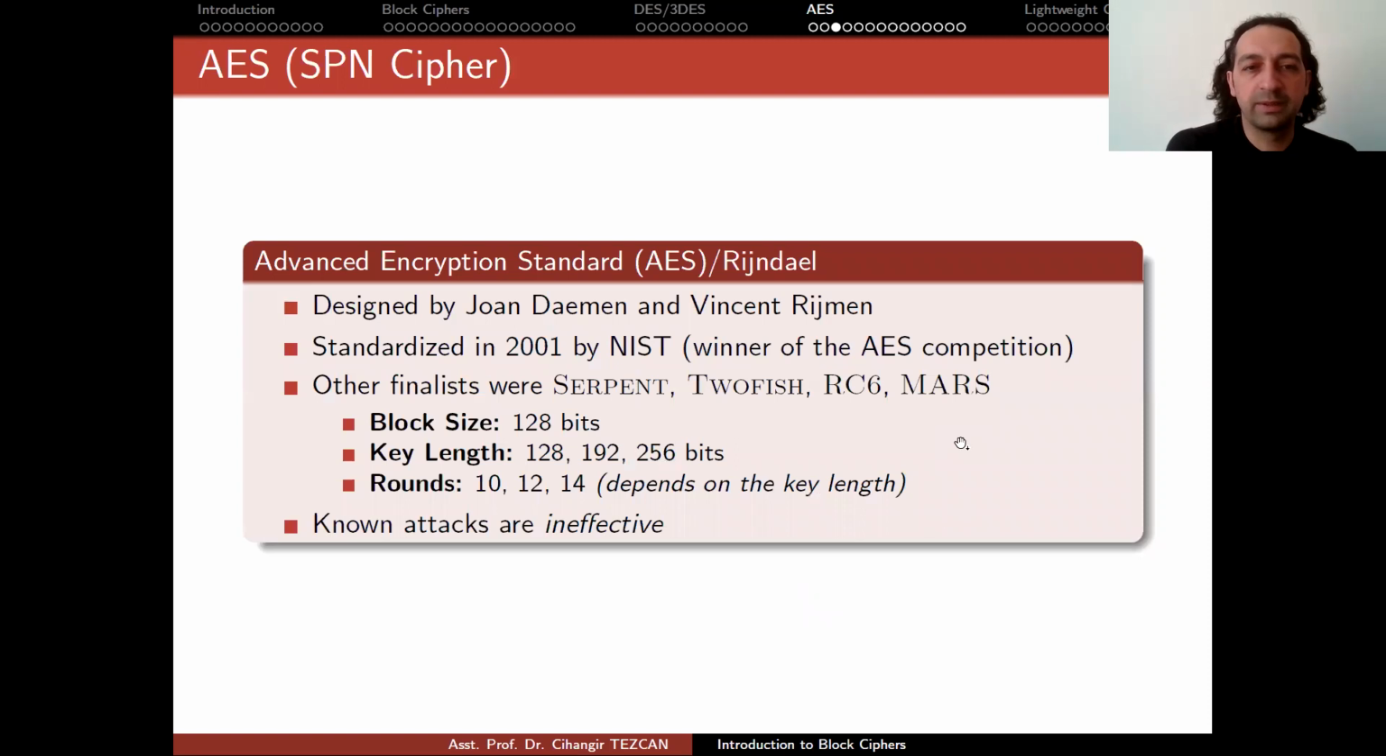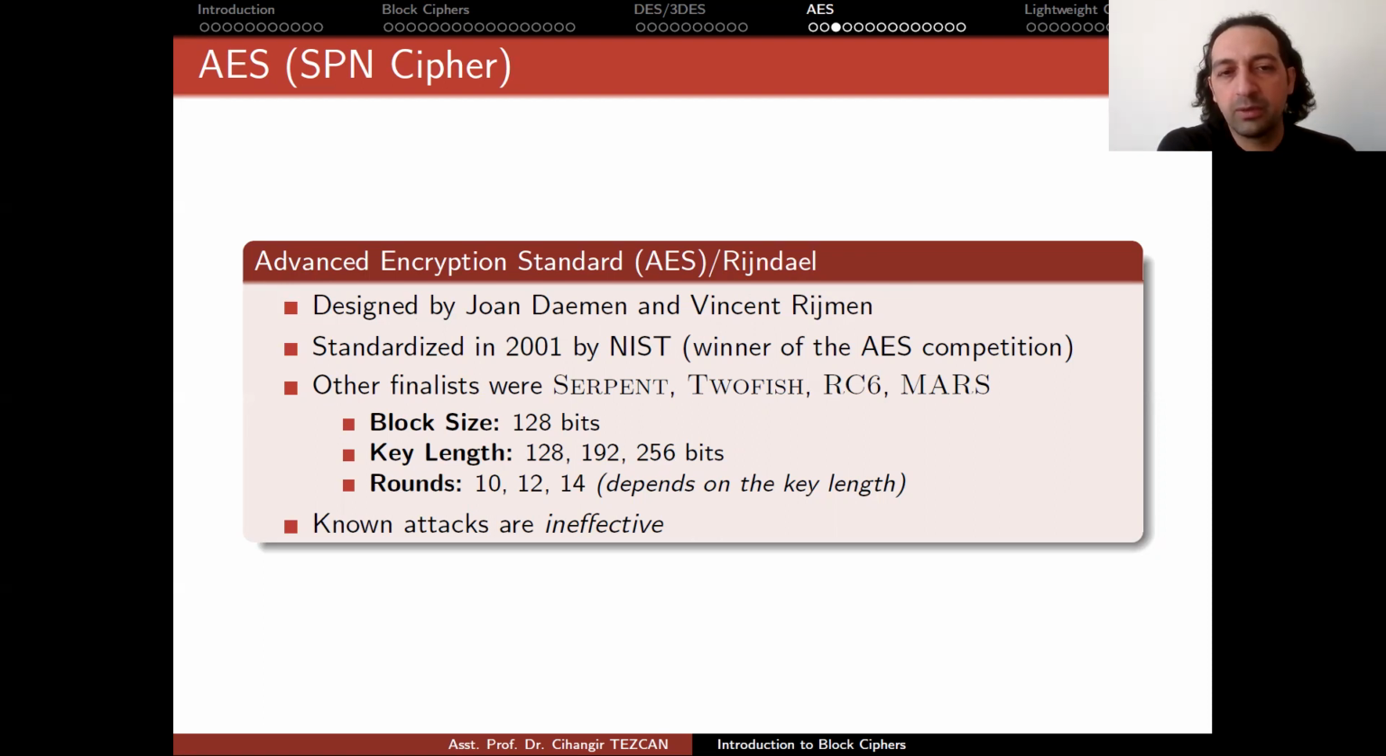So let's see how AES works in this case. Advanced Encryption Standard, shortened as AES, was the winner of the Advanced Encryption competition, which was organized by NIST. This cipher, actually, was called Rijndael. It was designed by Joan Daemen and Vincent Rijmen. And so the name of the algorithm actually comes from the names of the designers. But since they won the competition, now it is referred to as Advanced Encryption Standard. It was standardized in 2001.